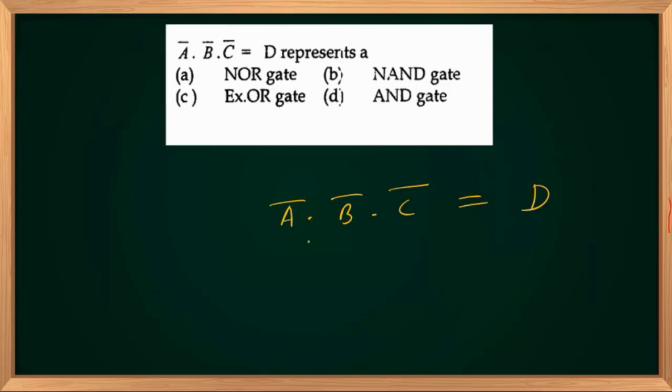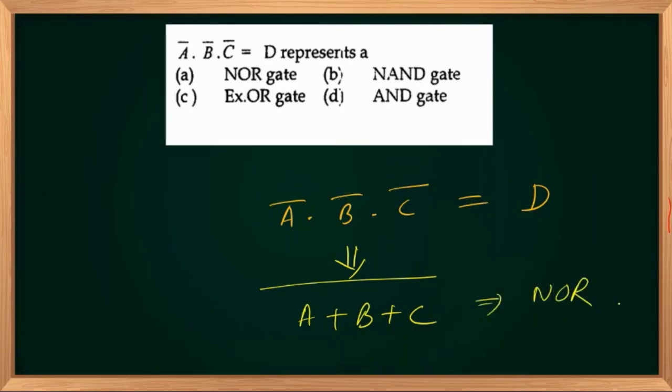Look at the expression. It's a product of complements. As per De Morgan's law, what is equivalent to the product of complements? The complement of a sum is equivalent to the product of their individual complements, correct? So which gate is this? A or B or C, the whole complement, say NOR gate. 3 input NOR gate.